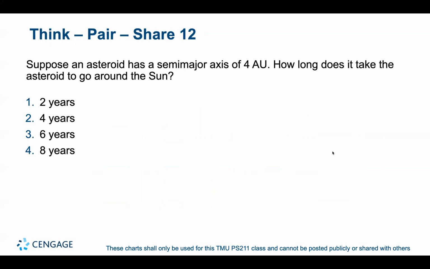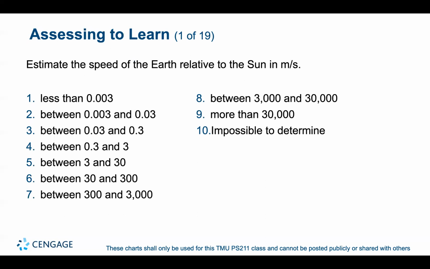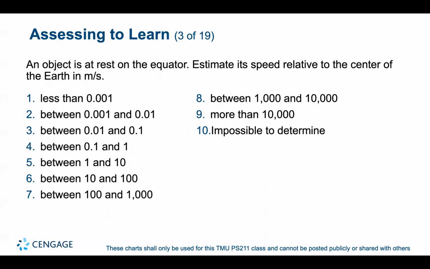Suppose an asteroid has a semi-major axis of 4 AU. How long does it take the asteroid to go around the sun? The answer is 8 years. Estimate the speed of the Earth relative to the sun in meters per second. It's between 3,000 and 30,000. Estimate the acceleration of the Earth relative to the sun in meters per second squared, and the answer is between 0.003 and 0.03. If an object is at rest on the equator, estimate its speed relative to the center of the Earth in meters per second, and the answer is between 100 and 1,000.